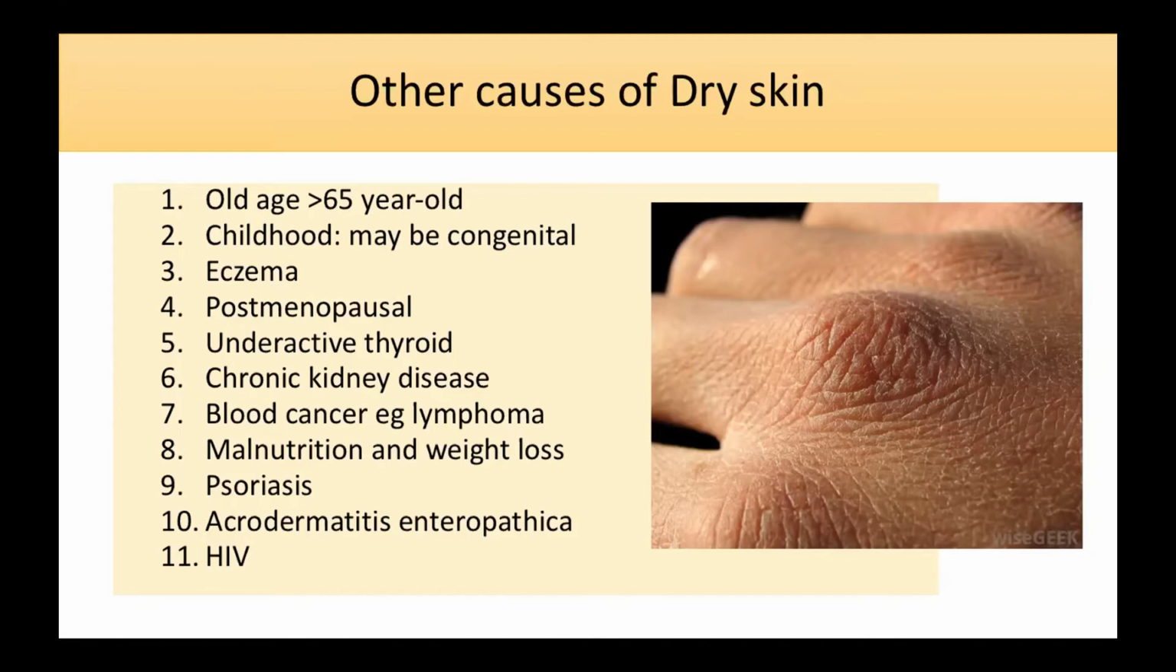Psoriasis is actually a very thick, scaly condition that needs a lot of moisturizer to moisturize back the over-proliferation of the skin. And there is a condition called acrodermatitis enteropathica, which can be congenital or acquired zinc deficiency, which may also cause a lot of dry skin and itchiness. And of course, if you are infected with HIV, you will have dry skin as well.